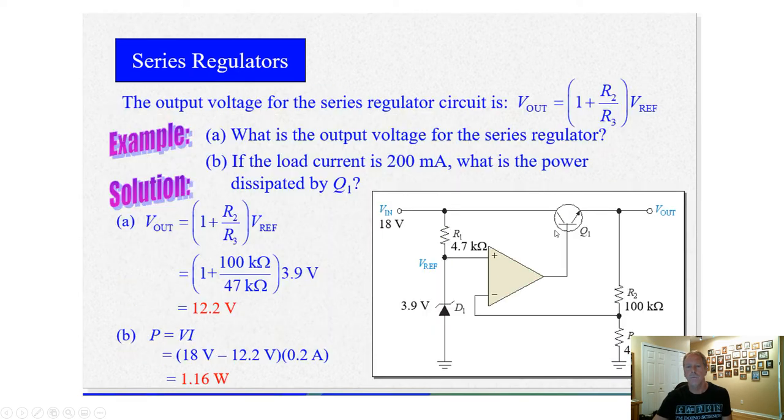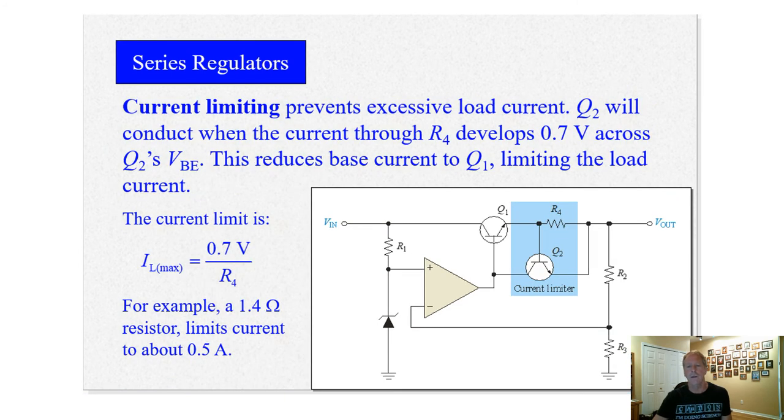So what we do is we use a current limiter transistor here. If you see a lot of current coming through this resistor here, R4, which is not a very big resistor, 1.4 ohms for example, it's going to turn Q2 on, which is going to pull base current away and start shutting down Q1. So that's a current limiting technique.